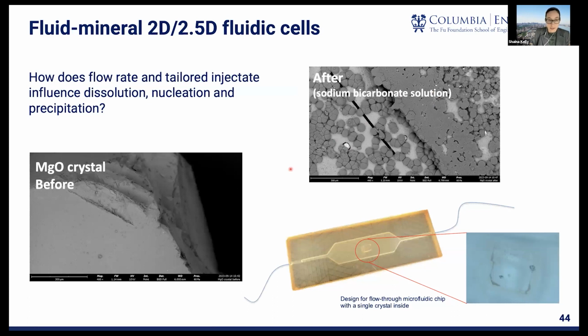Another type that Rosie and others are working on are what I call super simple microfluidics, but very, very informative. If we isolate certain crystals and control flow rate and injection and monitor fluids, we can maybe better understand why certain precipitants occur. These are, again, very early work. So here's an example of an MgO crystal. This is just a potential example of what might happen: you have the crystal beforehand, and then afterwards, after flowing with the sodium bicarbonate solution, you can see nucleation.